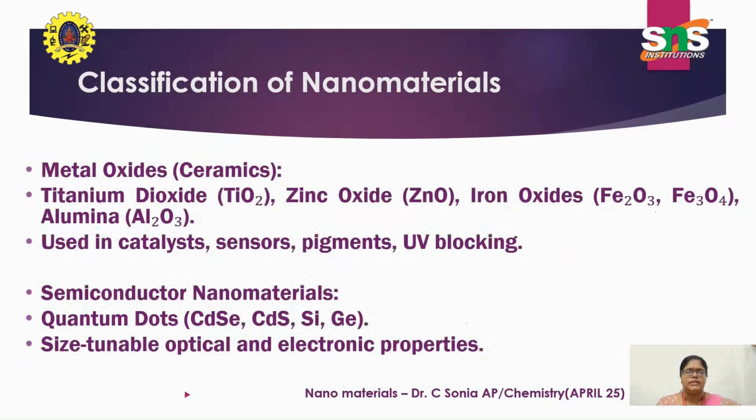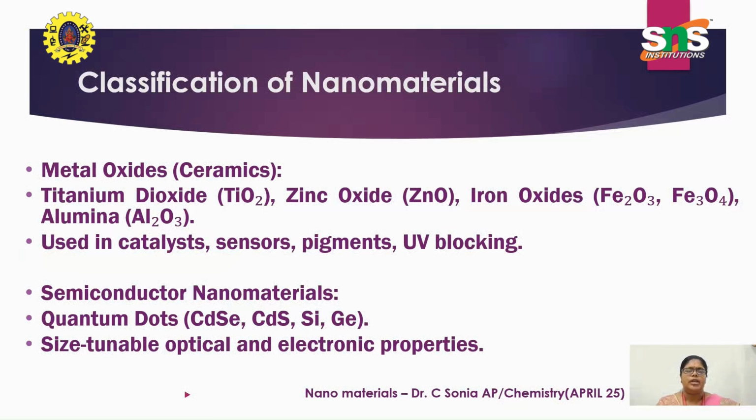Then metal oxides. Ceramics are an example of nanomaterials based on metal oxides: titanium dioxide, zinc oxide, iron oxide, and alumina. These are used as catalysts, sensors, pigments, ultraviolet blocking, etc.